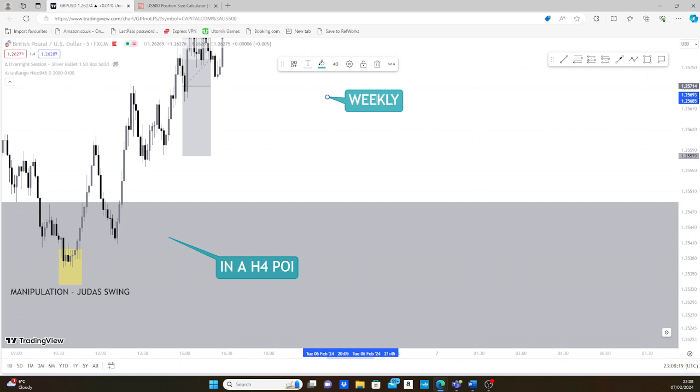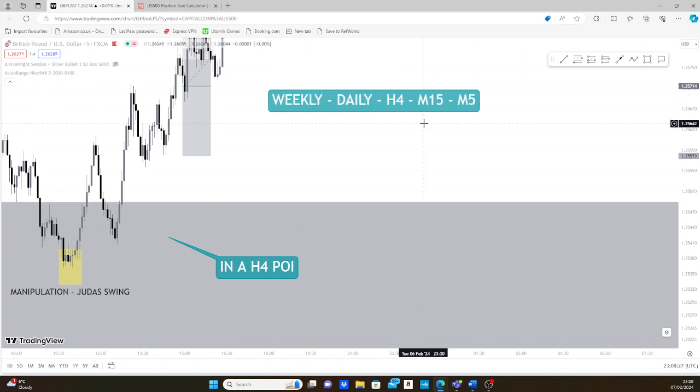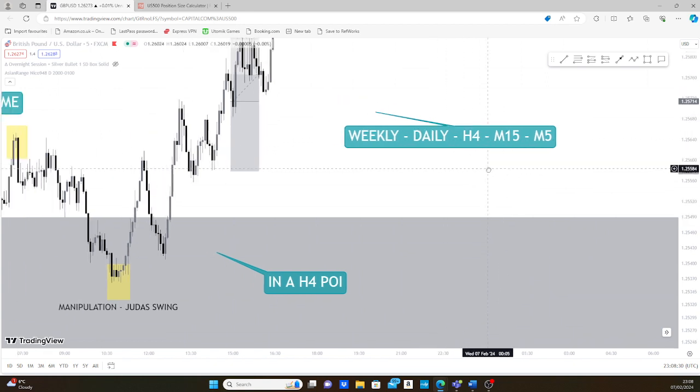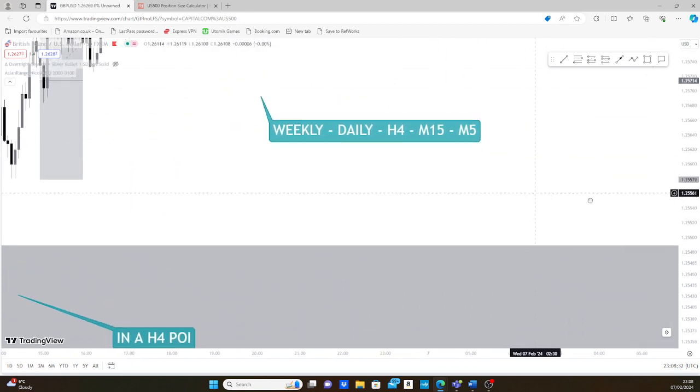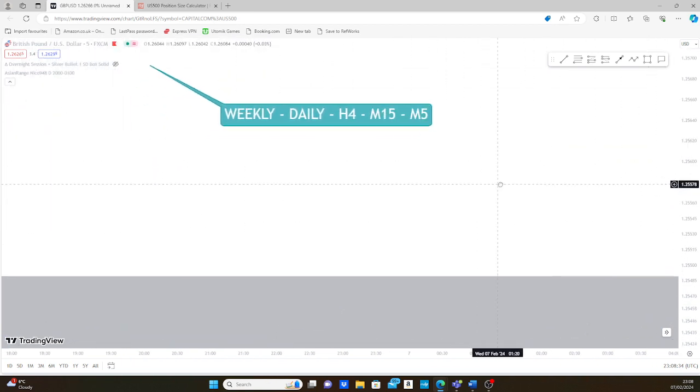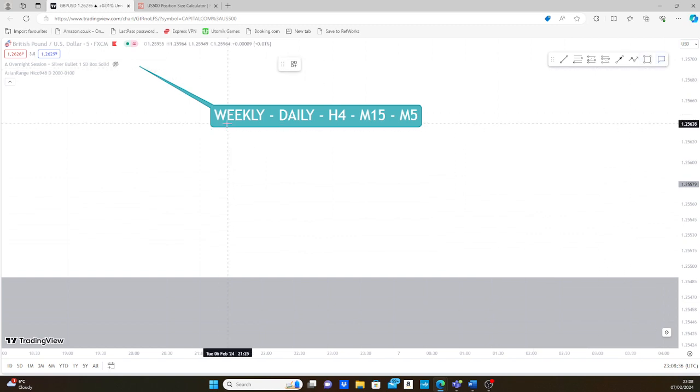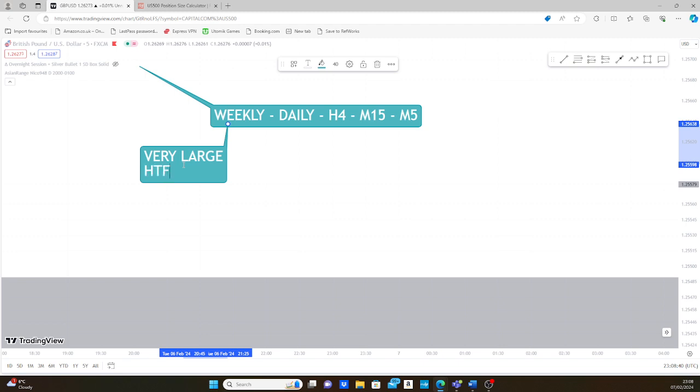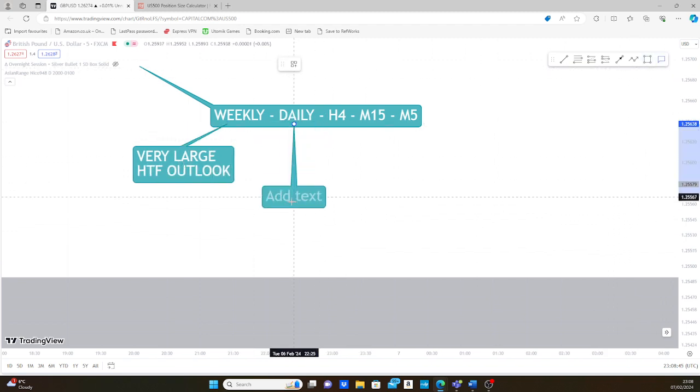weekly, daily, 4-hour, M15, and M5. These are pretty much the only time frames you need on a daily basis, right? So our weekly time frame gives us a very large higher time frame outlook. The daily time frame gives us our key levels.